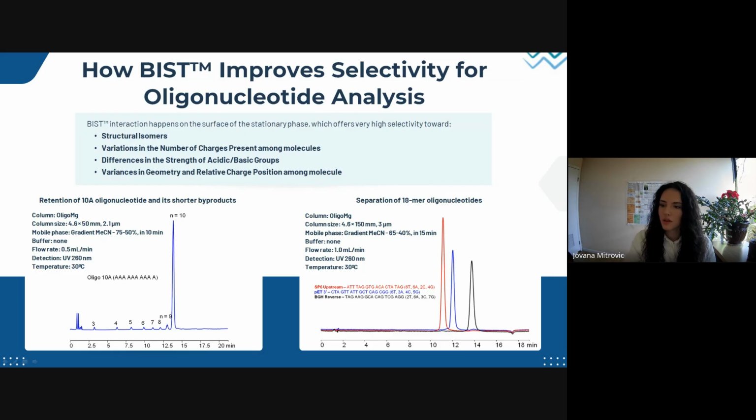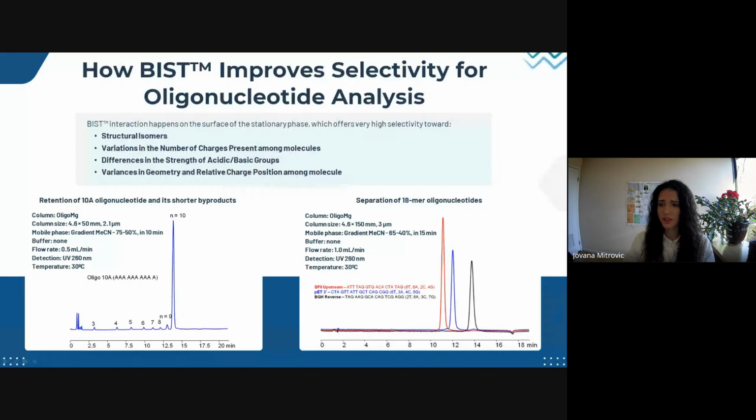So, what does this mean practically? It means you can resolve not just the full-length target oligonucleotide, but also closely related impurities, including shorter sequences that result from incomplete synthesis, degradation products from chemical or enzymatic breakdown, minor structural variants or byproducts that differ by just a few nucleotides.